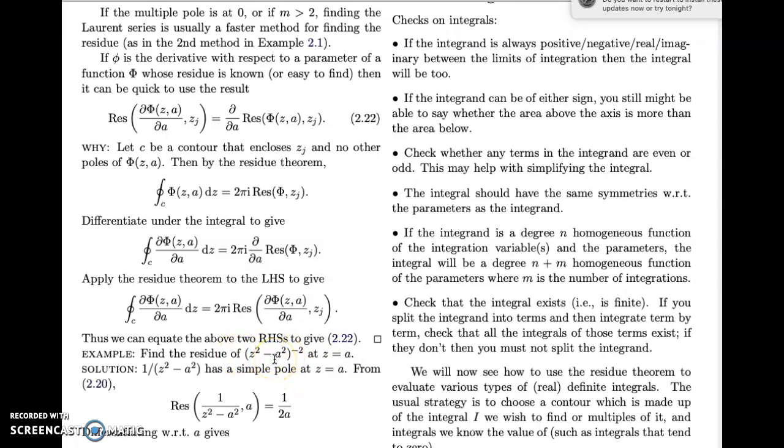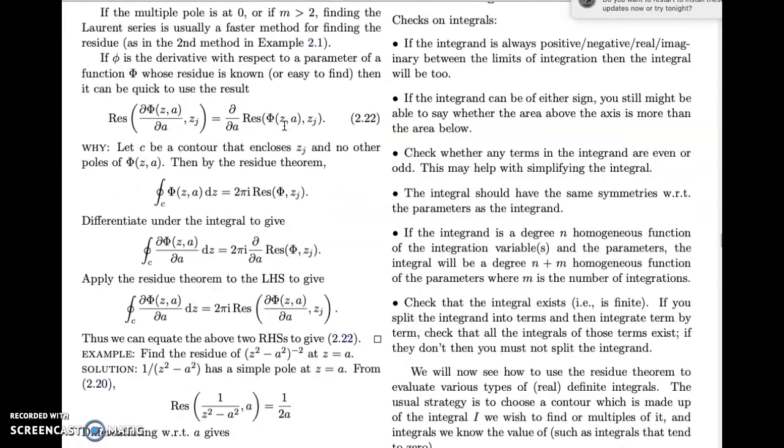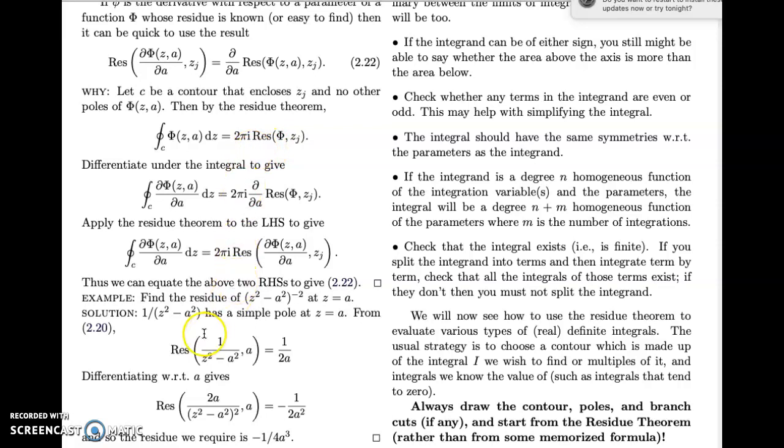Okay, obviously this is a double pole. So I could use the multiple pole formula, but I think there's an easier way, and that is to first find the result for the simple pole. So rather than having the power of minus 2, we just look at what the result is for the simple pole, 1 over z squared minus a squared. Obviously it's got poles at z equals plus a and minus a, but we're after the simple pole at z equals a. And the residue of that is easy to find.